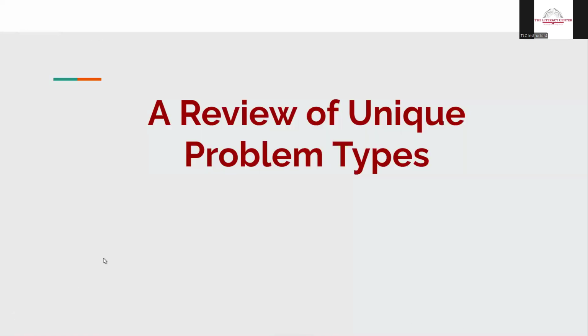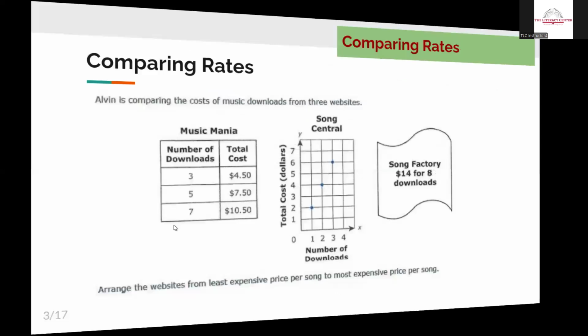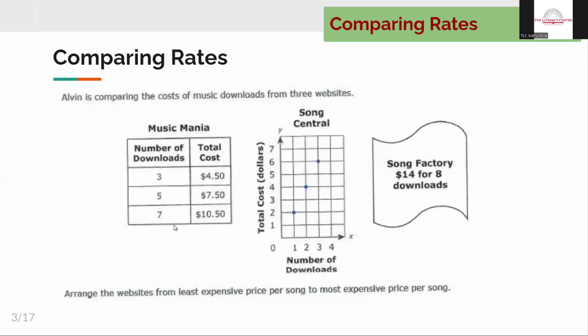In this video, we are going to review some problems that you may not have seen before, some unique problem types that are helpful to see before you encounter them on a test. Here we have Alvin comparing the cost of music downloads from 3 different websites. And we can see that the trick here is that they've presented us this information from each website in 3 different ways. First, we have a table.